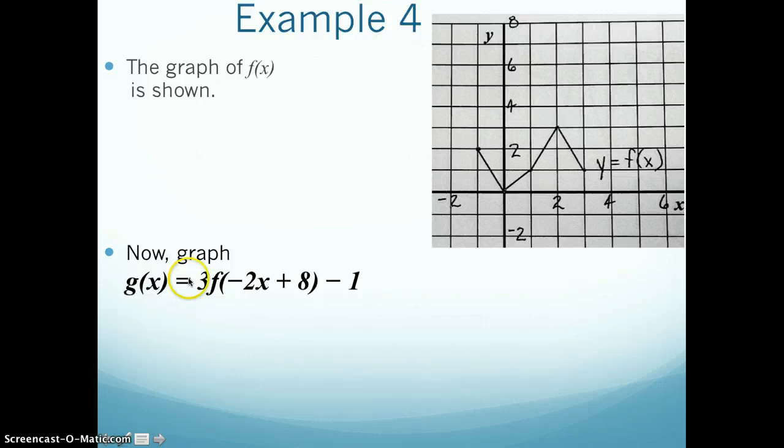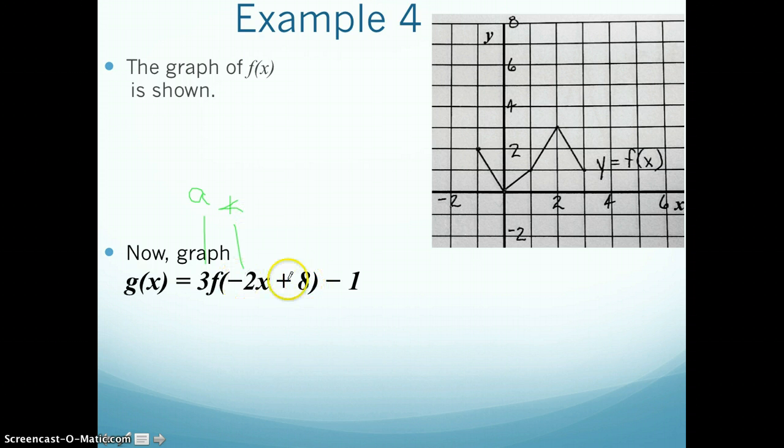So if we were asked to graph g of x, which is taking f of x and multiplying it by 3, and then we have not f of x, but f at negative 2x plus 8, and then the whole thing is being subtracted by 1, then we can see that there are a lot of transformations that need to happen. So in looking at this, we're trying to see, okay, what is each of these numbers doing? This 3 at the front, that's our a value. That's going to be our vertical stretch. This negative 2, that's going to be our k value, which is our horizontal compression or stretch.